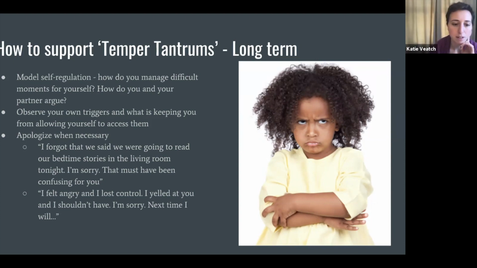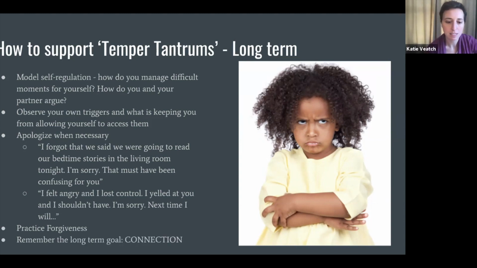If you're a parent: I felt angry and I lost control. I yelled at you. I shouldn't have done that. I made a mistake. No one deserves to be yelled at. And practice forgiveness. Always practice forgiveness. When the children have a tantrum, we can let it go. That helps them let it go. Sometimes they're embarrassed after it happens, right? It happens. We'll just keep each other safe. That's what we'll do. We'll do it differently next time. And the long-term goal is always connection.